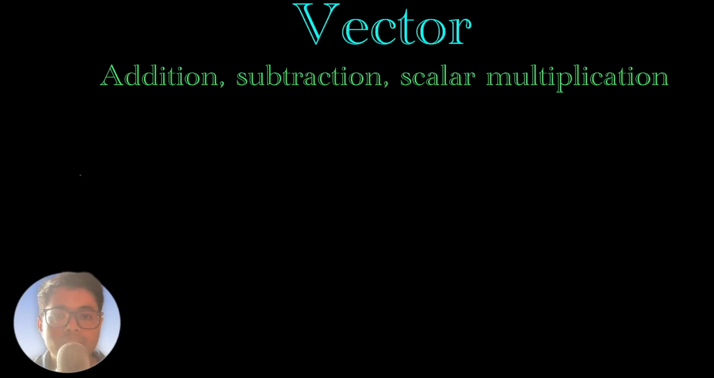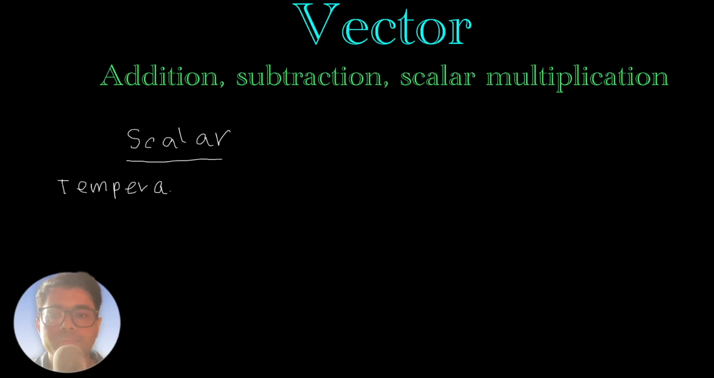Alright, in today's video we are going to talk about vectors, their addition, subtraction, and scalar multiplication. Now, a scalar is an object with size but not direction, for example, temperature, 3 Celsius, mass, 5 kg.